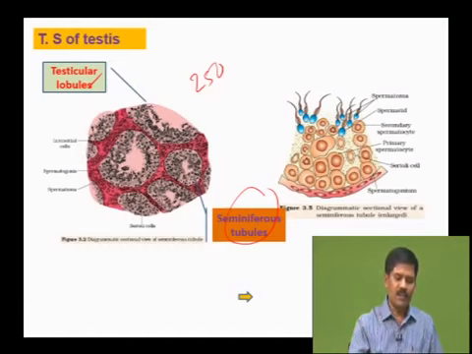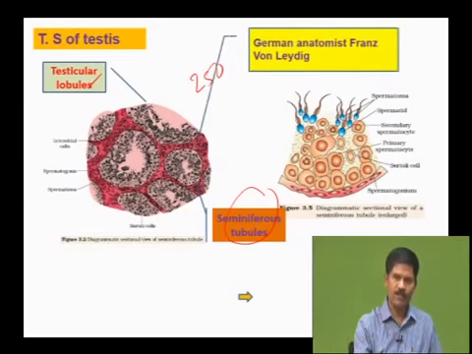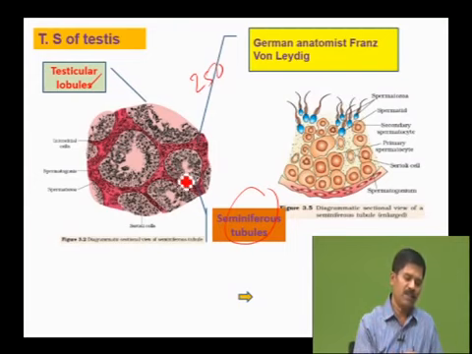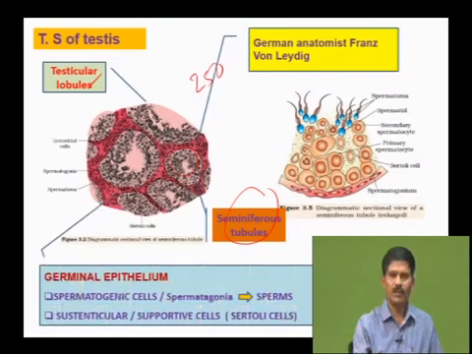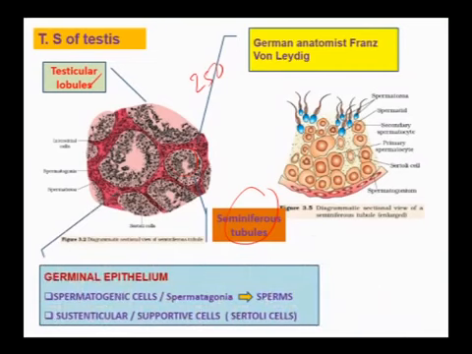The interstitial cells located between these tubules are called Leydig cells, which secrete a male androgen or sex hormone called testosterone. The epithelial cells lining these seminiferous tubules is called germinal epithelium. So germinal epithelium is made up of two groups of cells, namely spermatogenic cells or spermatogonia, which on spermatogenesis give rise to sperms. And the second group of cells are sustentacular cells or supportive cells, also called Sertoli cells.